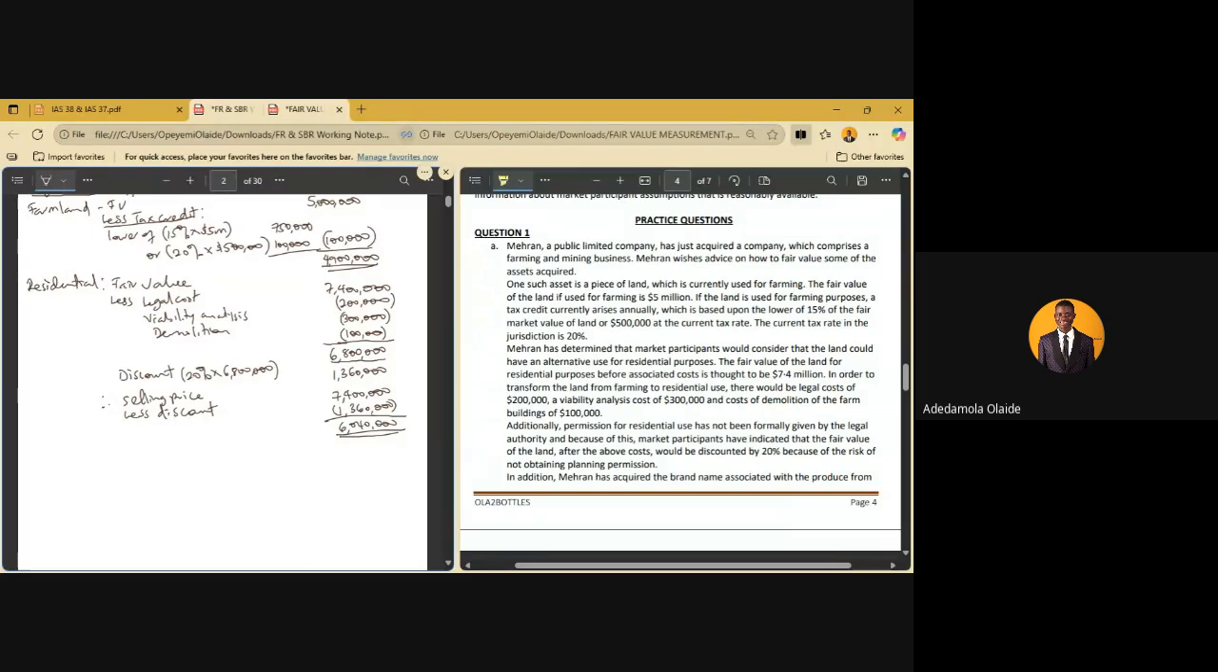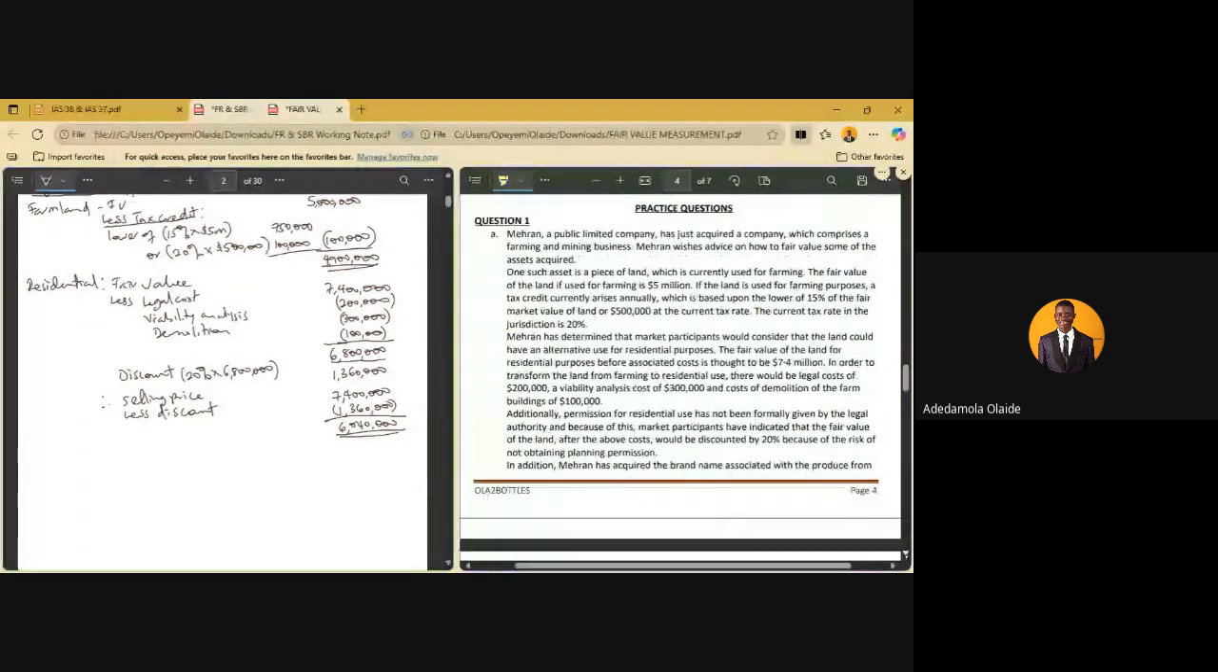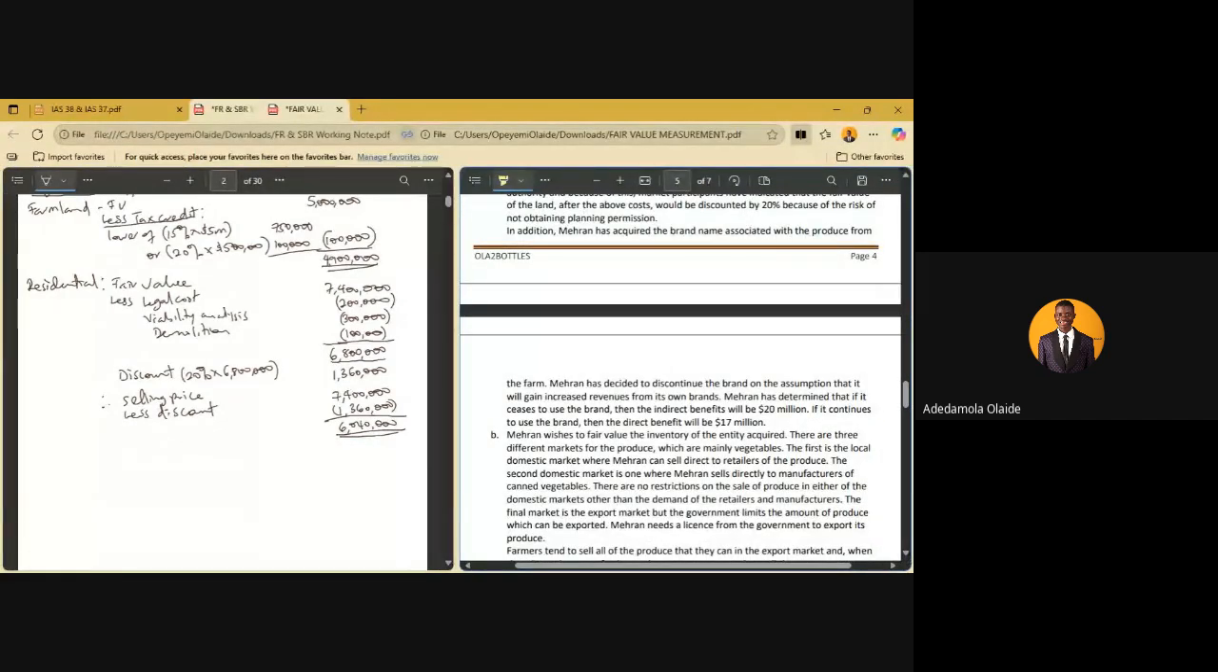Then the last one, they said that one is about a brand. So if we look at this now, the highest and best use of the land is to take it as a residential place, so that the asset can only collect 4 million.